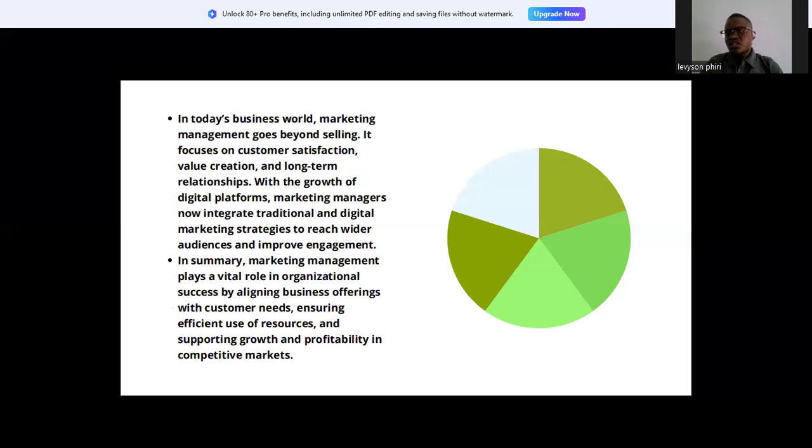So in today's business world, marketing management goes beyond selling. Okay, it focuses on customer satisfaction, value creation and long-term relationships. When you have your company, one, you are not just selling those products for the sake of selling so that you can make profit. No. When you're into business, remember that as you are selling your product, it goes beyond.